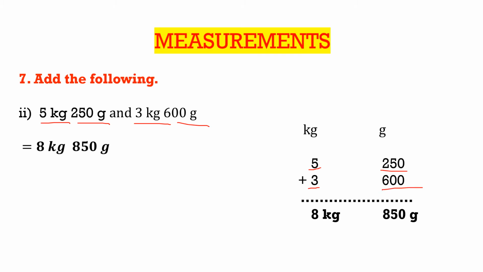Then add gram column. 0 plus 0 is 0, 5 plus 0 is 5, and 2 plus 6 is 8. So we get 850 gram. Then move to kilogram column. 5 plus 3 is 8. Write down 8 kg. So we get 5 kg 250 gram plus 3 kg 600 gram is 8 kg 850 gram.